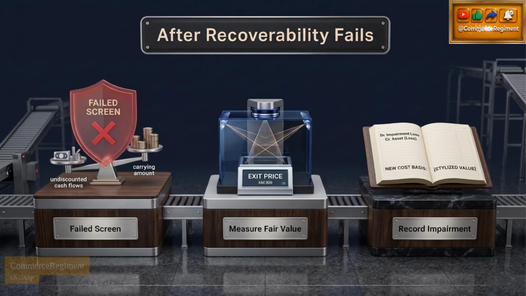In video 3, we stopped at the recoverability screen. Now we are picking up exactly where the accounting work becomes measurable. If undiscounted expected cash flows are below the carrying amount, the asset group is not recoverable under ASC 360. That does not mean we record the cash flow shortfall. It means we now measure fair value, calculate the impairment loss, allocate the loss across the asset group, record the journal entry, and update the financial reporting. This is where impairment moves from signal to statement impact.